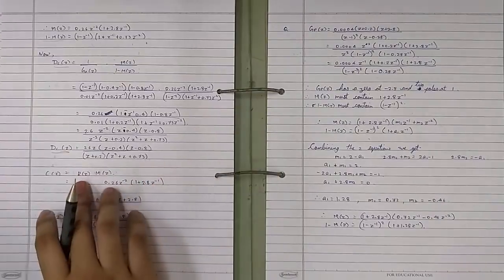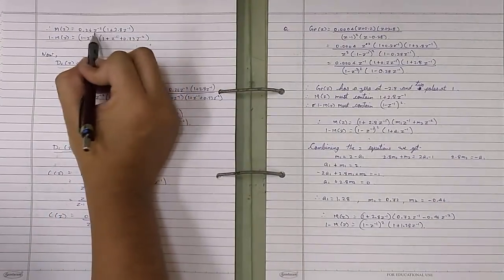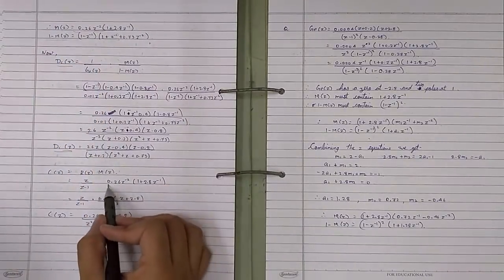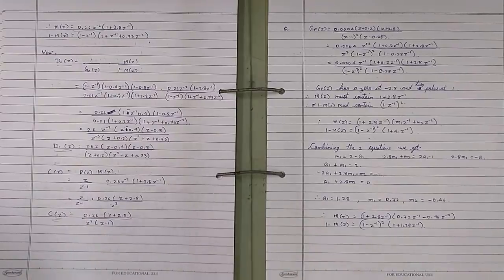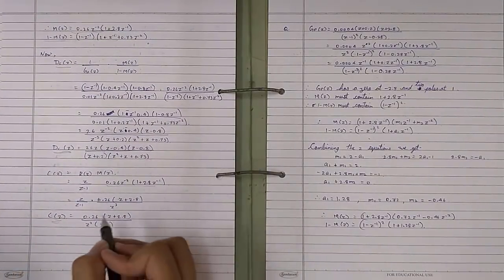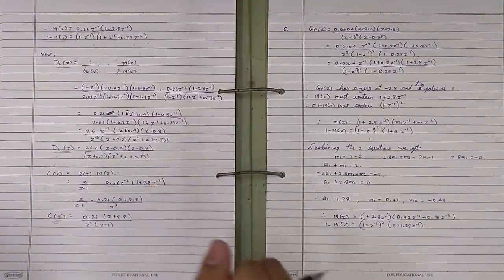Now C of z is nothing but r of z into m of z. Just substitute the values of m of z. That is only this equation. We don't want 1 minus m of z. We only need m of z. We'll substitute the value of m of z in this and find out C of z. Okay, you'll notice that C of z only has those poles and zeros which lie on or outside the circle. Okay, those poles and zeros only.